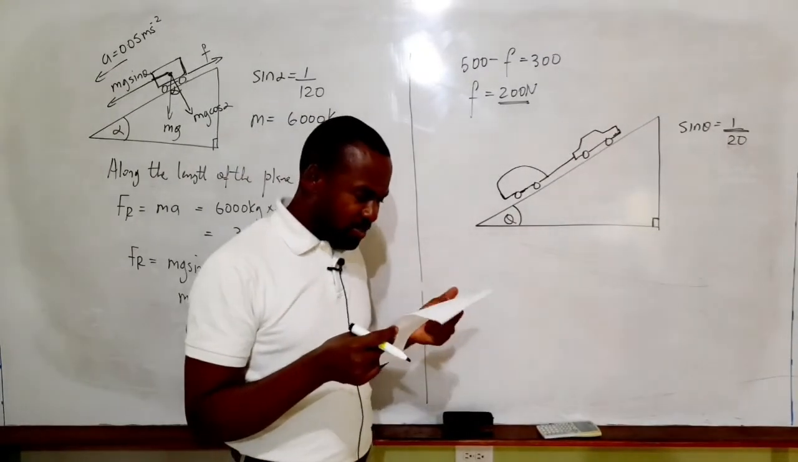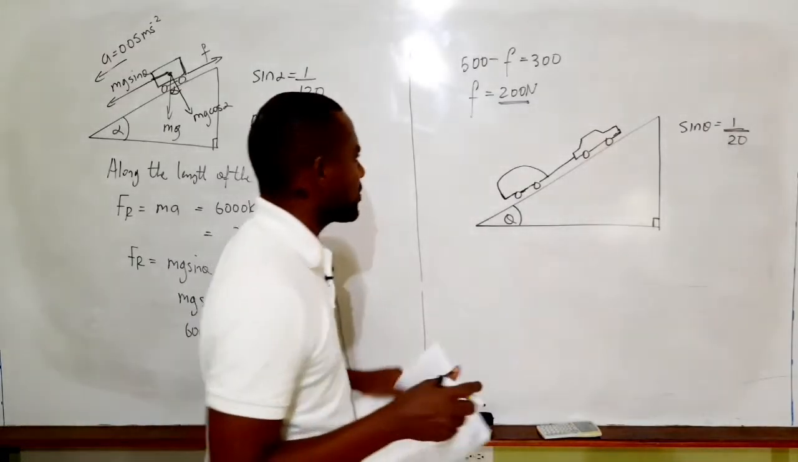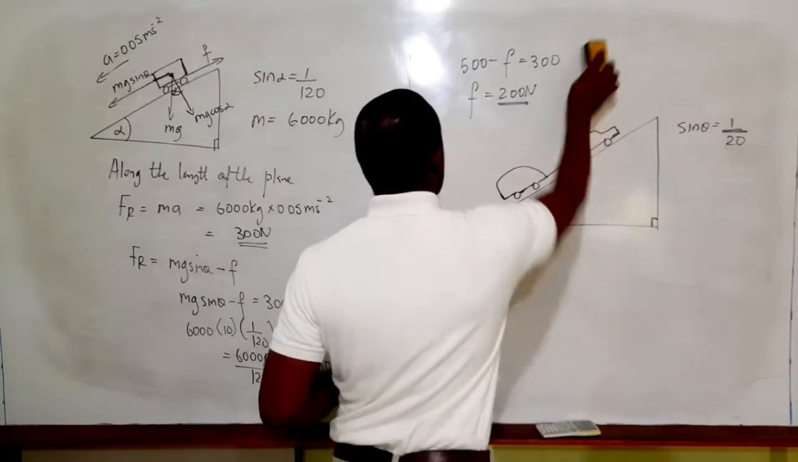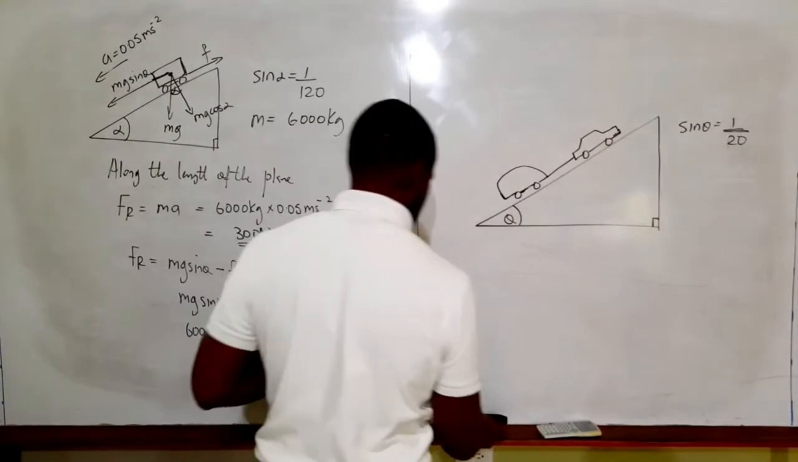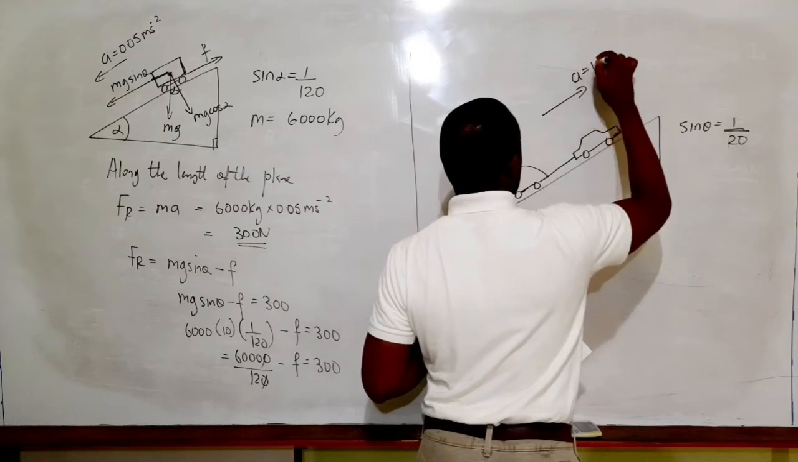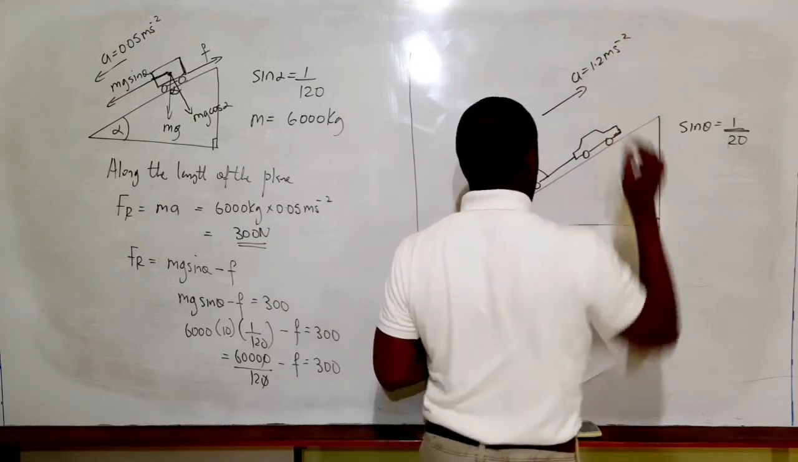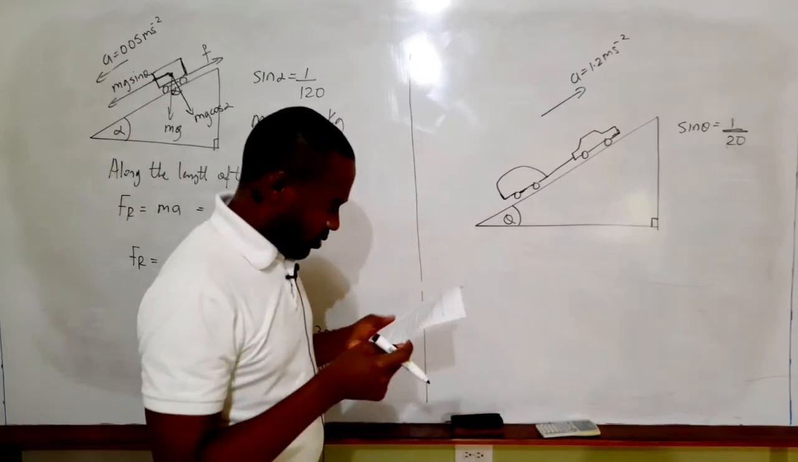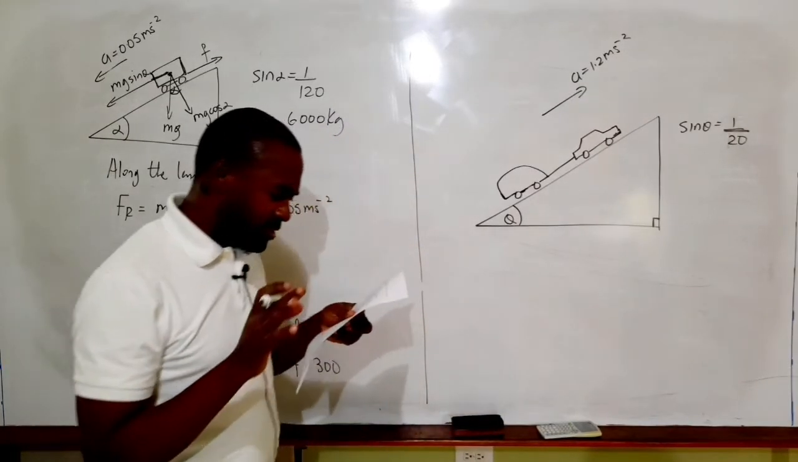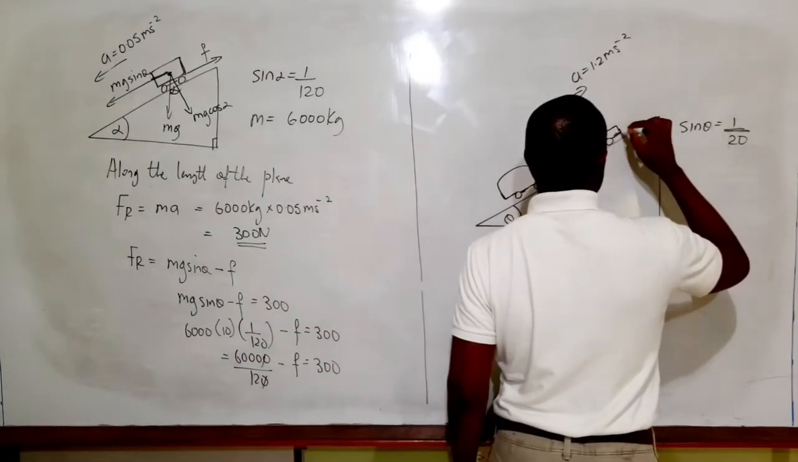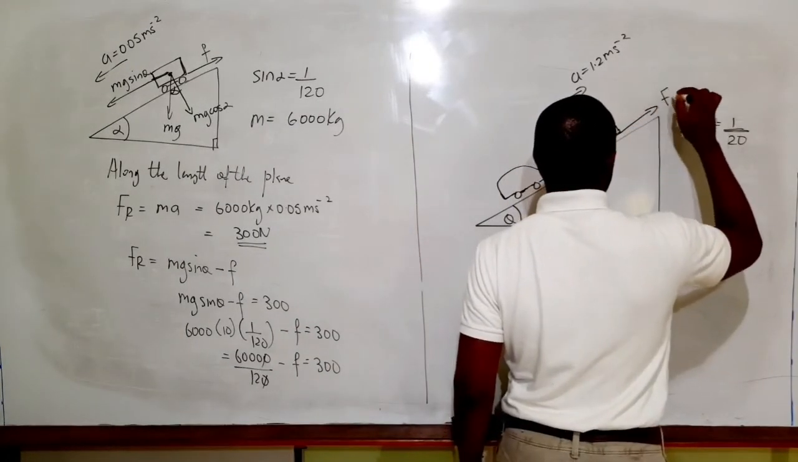So what are we told again? We're told the combination has an acceleration of 1.2 meters per second squared. So there is an acceleration up the slope, a equals 1.2 meters per second squared. Now, we're told that the engine of the car exerts a constant driving force. So we're going to call that driving force FD.